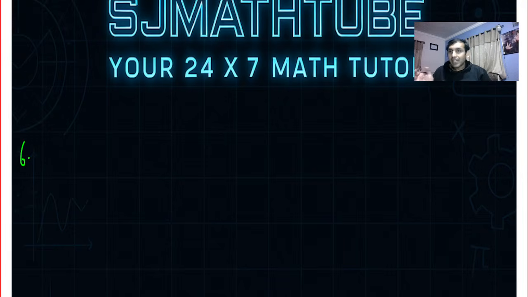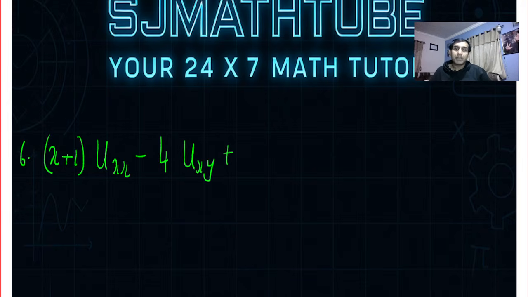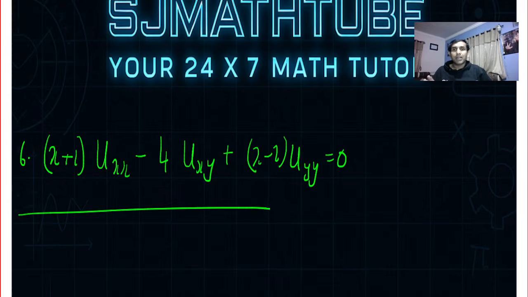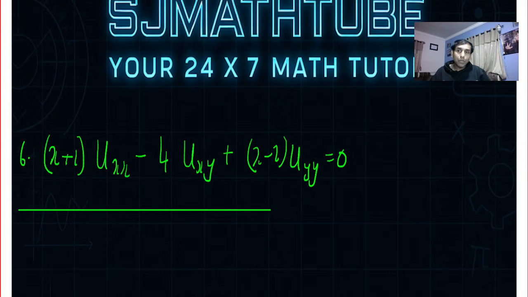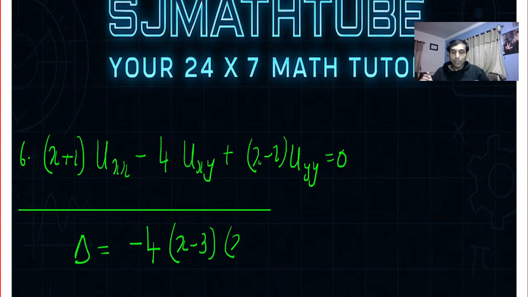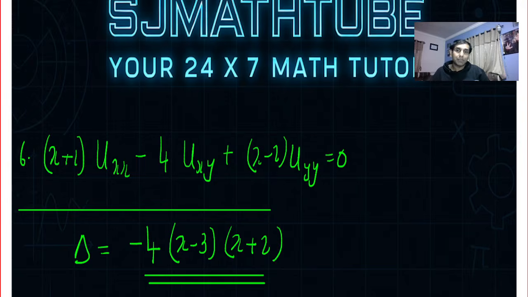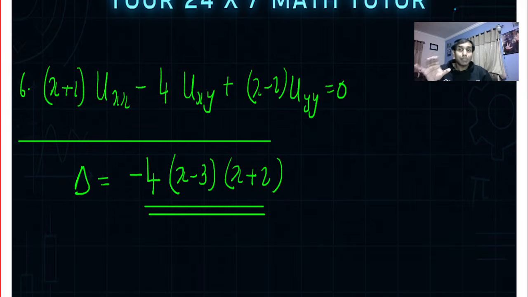So classify the equation x plus 1 uxx minus 4 uxy plus x minus 2 times uyy. Okay, I wanted you to pause the video and calculate the discriminant. Anyway, I simplified and I got the answer minus 4 x minus 3 into x plus 2. Maybe you got a quadratic or something. Anyway, I wanted to simplify and I wanted to comment below whether you got the same thing or not. Come on, try it.